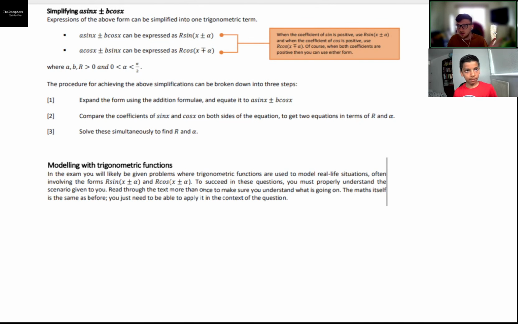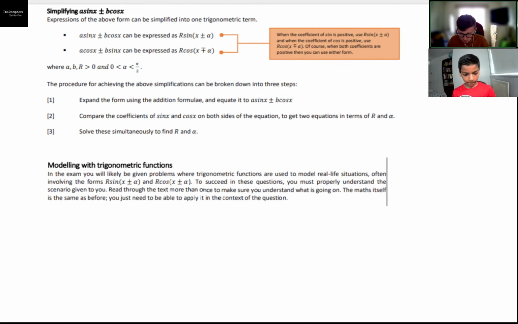So if you need to revise the compound angle formula, go back and watch our previous session where we covered that. So if you had a sine x plus b cos x, you can express that as r sine of x plus or minus alpha, so some angle alpha and some constant r. Or if it's a cos x plus or minus b sine x, you might choose to do it as r cos of x minus or plus alpha. And that's going to be really useful because it helps us do a number of things.